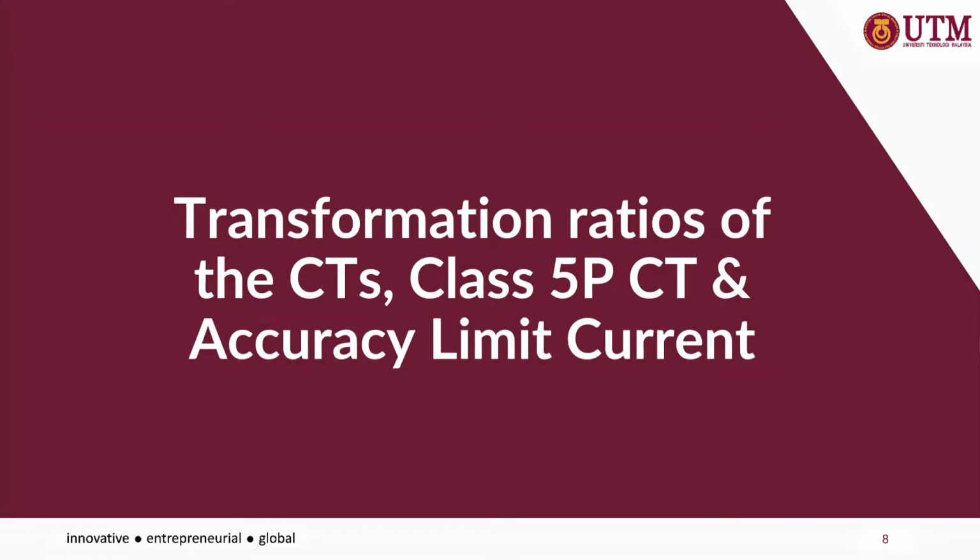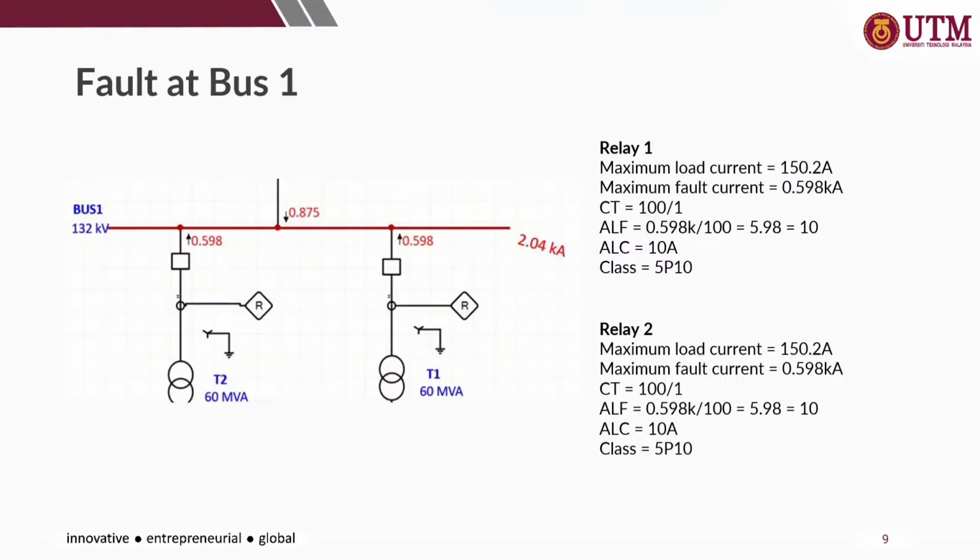Hi, my name is MOHAMAD. Now I will continue in part C, which is to determine the transformation ratio of the CT, class 5P CT, and the accuracy limit current. For bus 1, at relay 1 the CT is 100/1, ALC 10A, and the class is 5P10. At relay 2, the CT is 100/1, ALC 10A, and the class is 5P10.